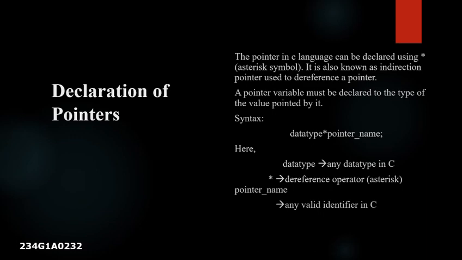Declaration of a pointer. In C language, the pointer is declared by using the asterisk symbol. It is also known as the indirection operator, used to dereference a pointer. A pointer variable must be declared with the type of the variable pointed to by it. Let us see the syntax. Data type, asterisk symbol, pointer name. Here, data type is any data type in C language, the dereference operator is the asterisk symbol, and the pointer name is a valid identifier in C.